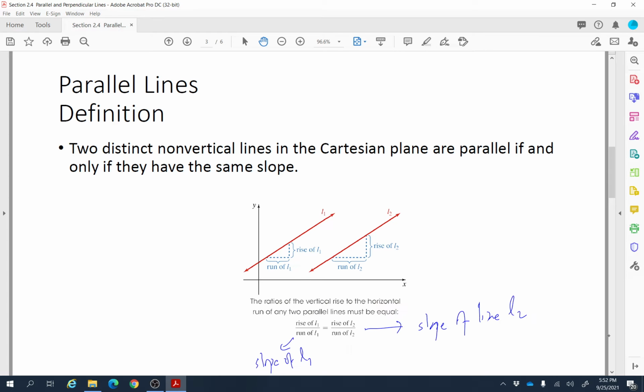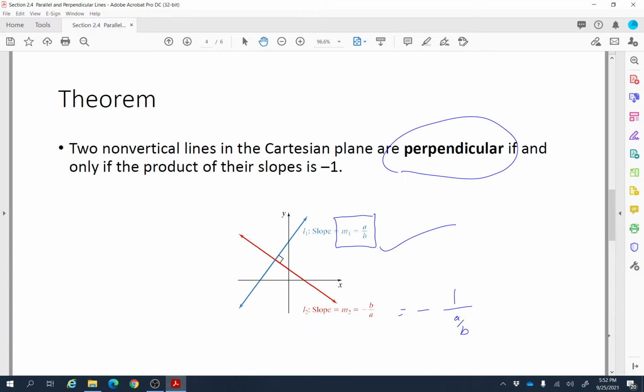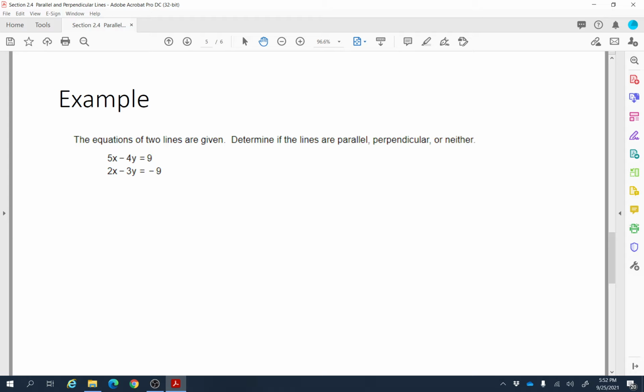So two lines are parallel if their slope is the same, and two lines are perpendicular if the slope of one line is equal to the negative of the reciprocal of the slope of the other line. That means if you multiply the slopes of two perpendicular lines, it would always be negative 1. So these are the two properties we're going to use to solve problems here.